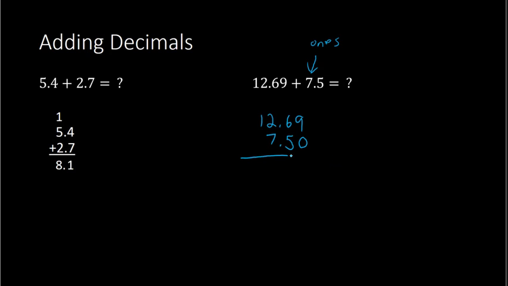So now when I add, I'm going to add from right to left. So we do 9 plus 0 to get 9. 6 plus 5 is 11. So we take the 1 and carry the other 1. Now we have 1 plus 2 plus 7, which is 10. So we take the 0 from 10 and carry the 1. Now we have 1 plus 1, which is 2. And the decimal point stays in line with where it was, which would put it right here. So my solution is going to be 20.19.